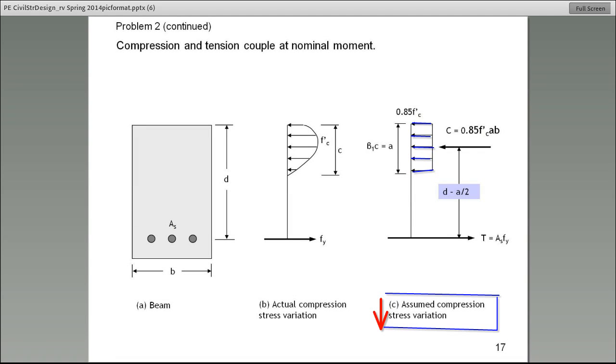All right? So you multiply by the cross-section, and that is the correct answer. So here's what we are going to do. And I hope that you're still with me on this. 0.85 F prime C is the stress. So we're going to take that and multiply by the area over which it's acting. All right? So take that stress and multiply by the area that it's acting on.